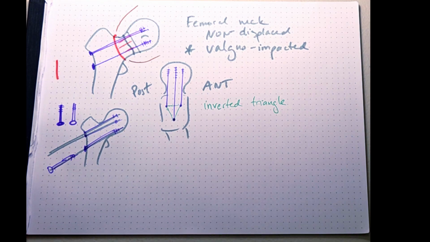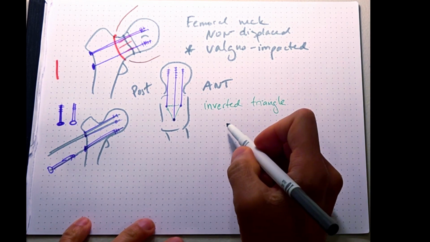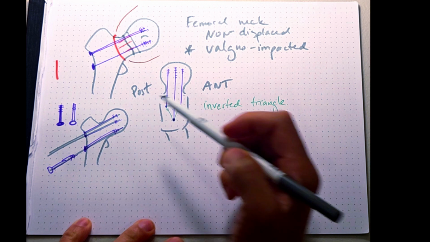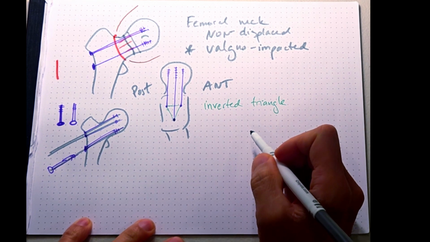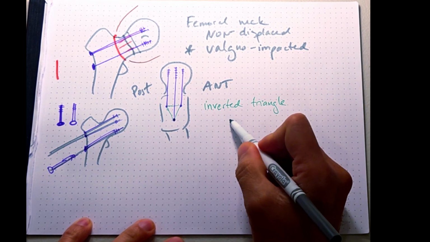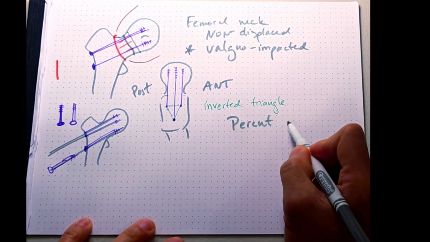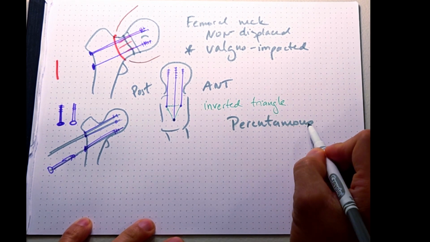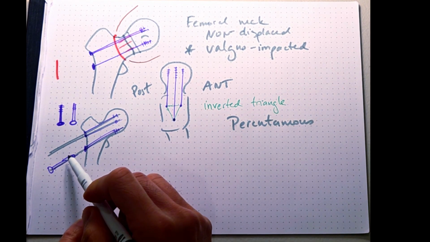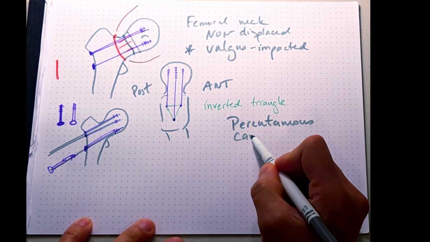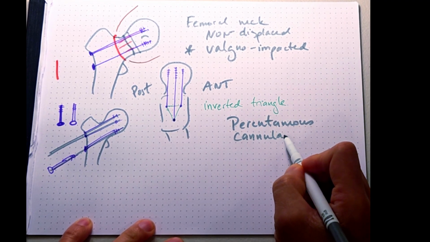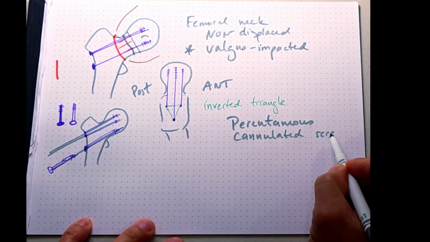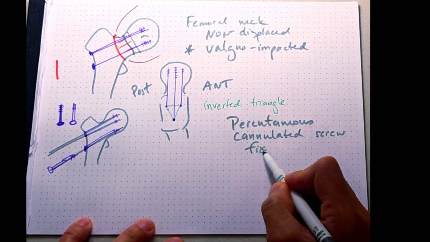So the official name for this surgery is percutaneous, since we're going through a small percutaneous incision. This is not an open reduction per se, it's percutaneous. Cannulated screw, because we're going over these pins. Percutaneous cannulated screw fixation.